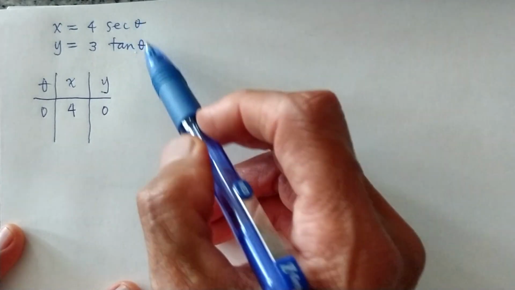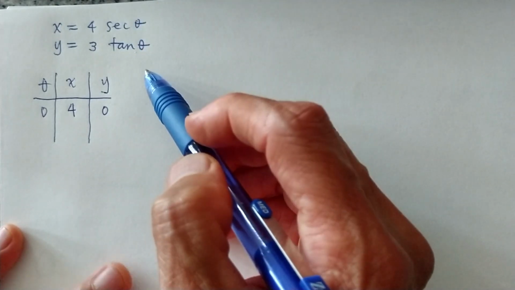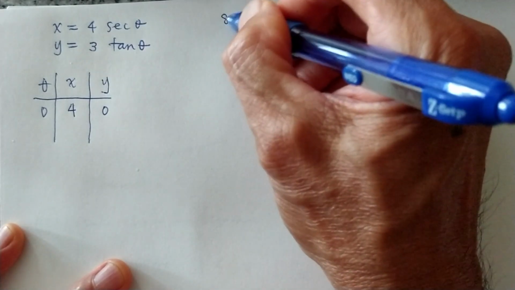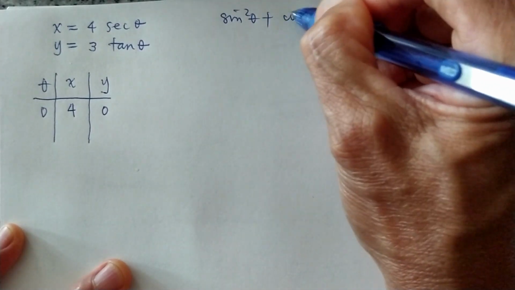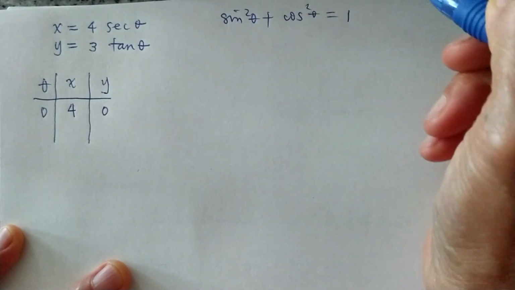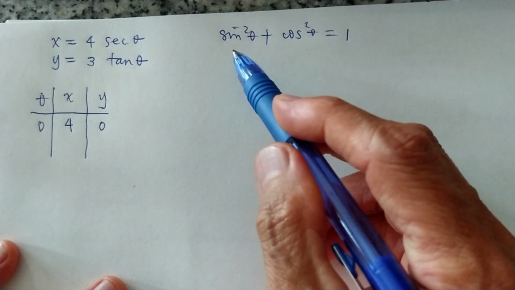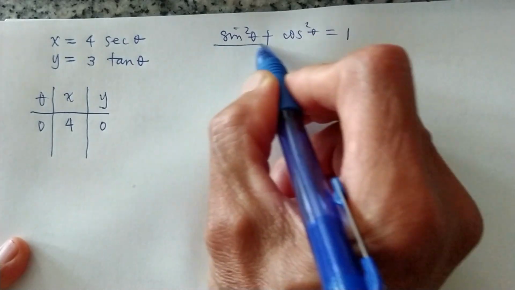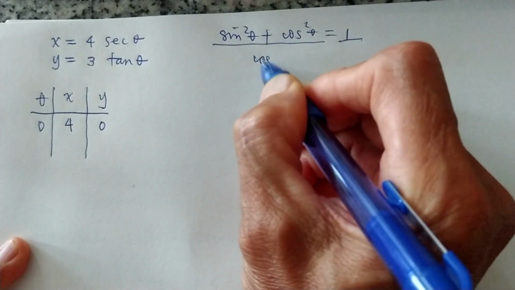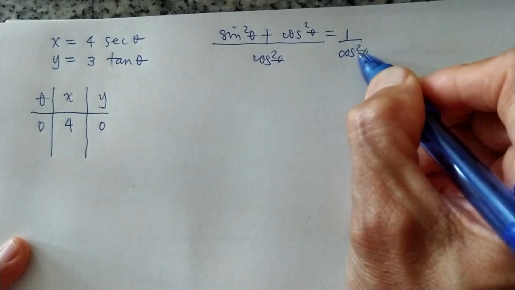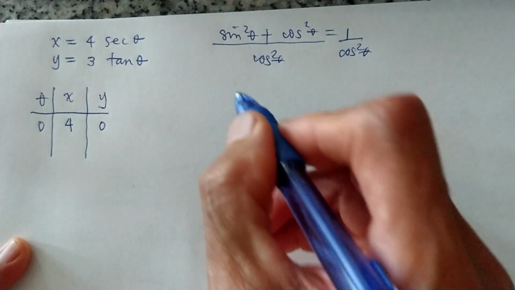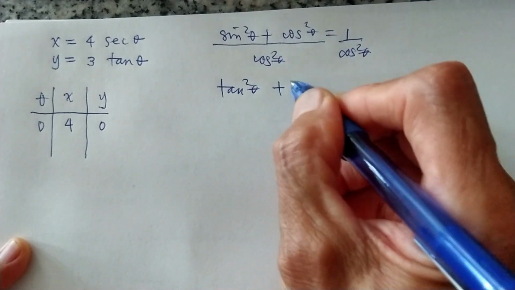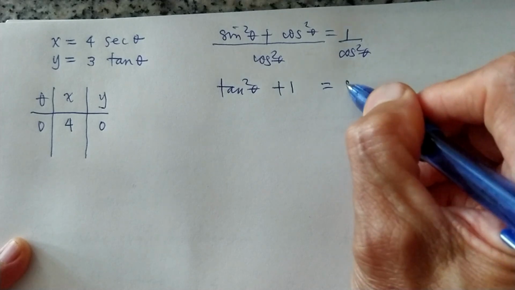Now, this involves secant and tangent, and that means we will use a trigonometric identity that involves secant and tangent. You need to know sine squared plus cosine squared is equal to 1. From here, we can find the identity involving secant and tangent by dividing both sides by cosine squared. So that sine squared divided by cosine squared is tangent squared. Cosine squared divided by cosine squared is 1. And 1 over cosine squared is secant squared.